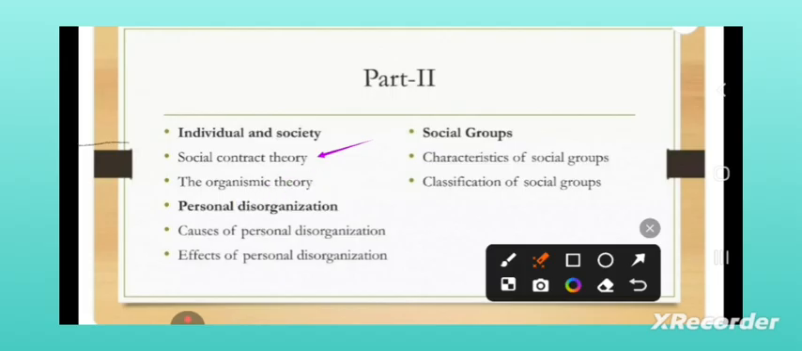The organismic theory is a sociological theory that compares society to a living biological organism. It suggests that, like an organism, society is composed of interdependent parts, such as social institutions and groups, that work together to maintain the whole, and each part has a specific function necessary for the survival of the entire system.